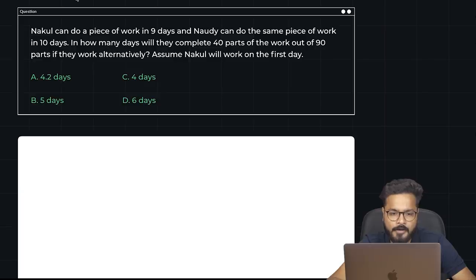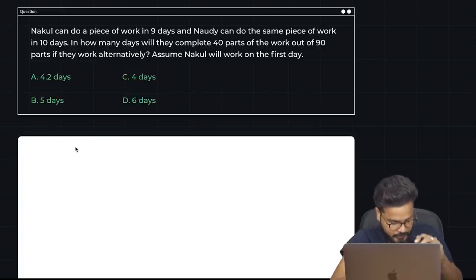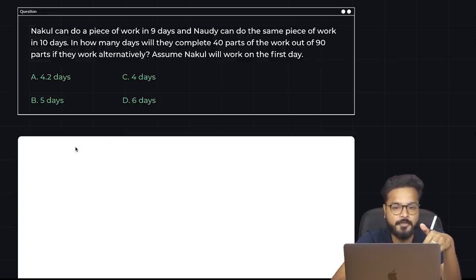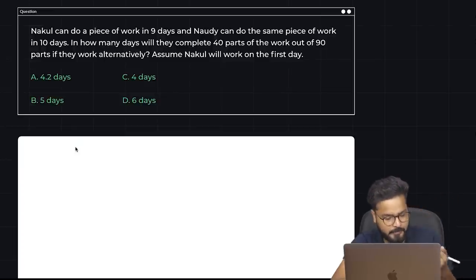Let us get back to our question quickly. Okay, so the alternate work question. Guys, let me do one thing. Let me teach you the best possible way of solving this particular question. And that is some trick that I've already taught in PrepInsta Prime's aptitude course. Let me give it to you here.